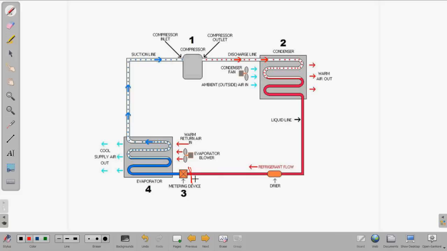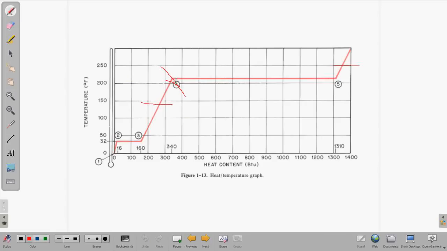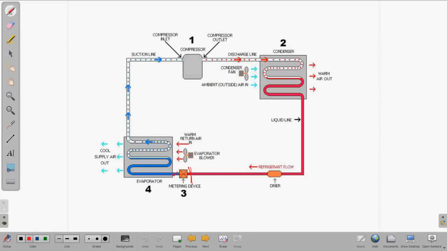Now when this metering device drops the pressure of the refrigerant and it begins to enter the coil, it starts to boil, just like this at point 4. So all of the BTU that's in the air from the hot air going over that coil is sucked up into the refrigerant as it changes state along this line. So as that refrigerant starts to travel through the coil, it's boiling off, and it's absorbing all of the heat energy from the air that's flowing across it.